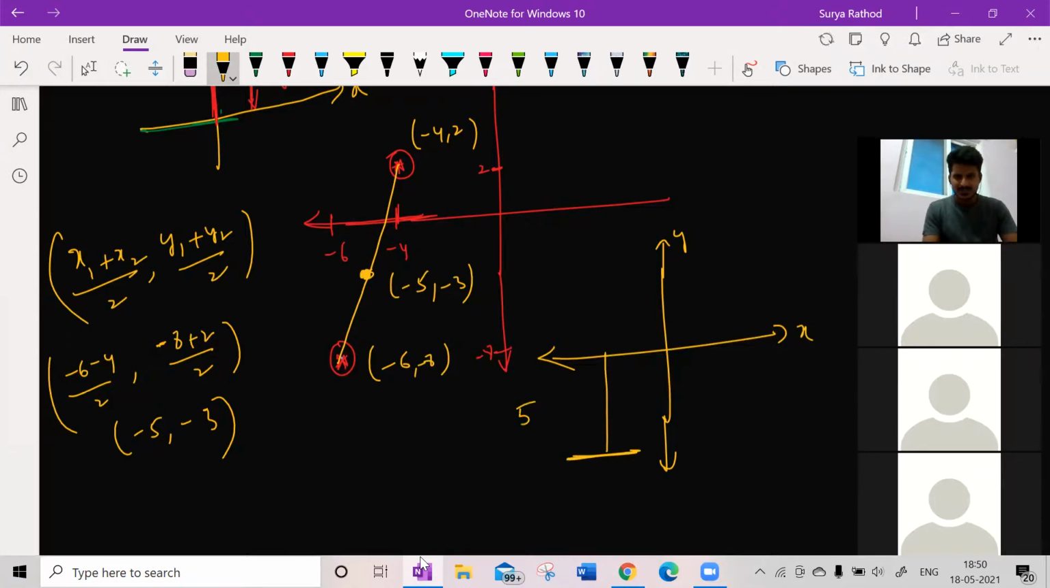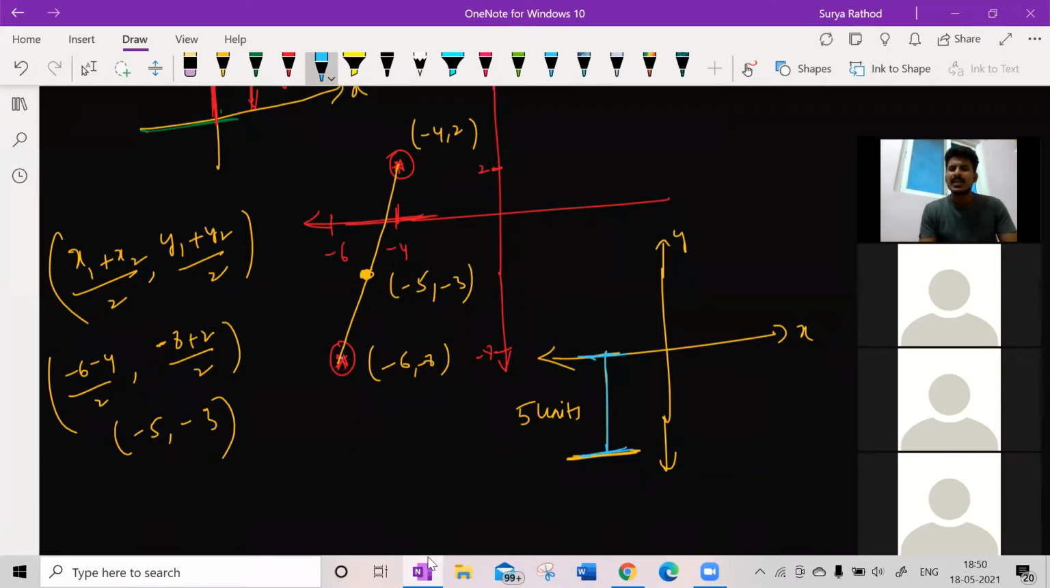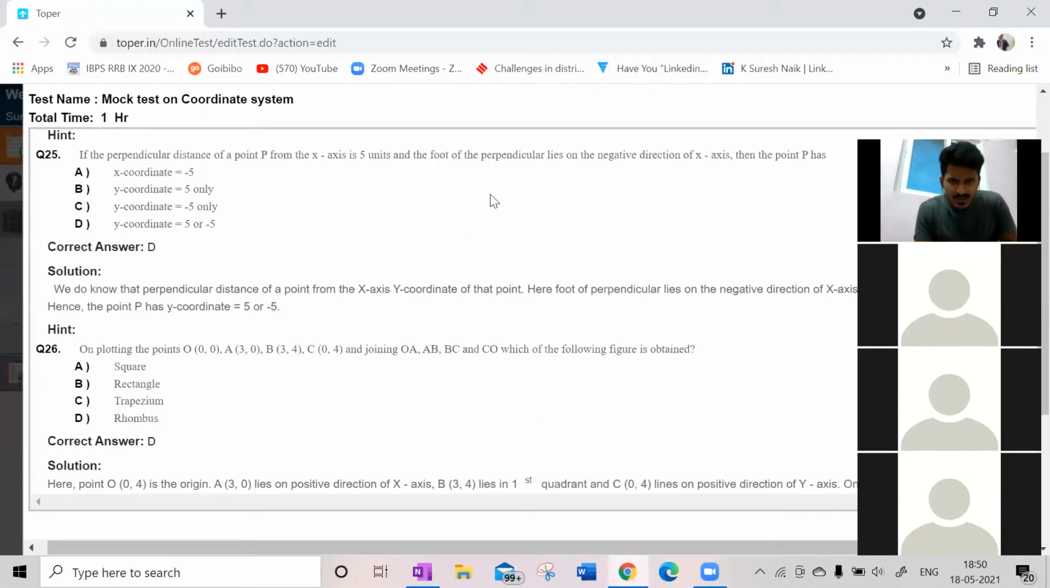It is 5 units. So what is this distance going to be? It can be 5 units, both up and down, right? Then the point P has y coordinate 5 or minus 5, because it can be up and down. It could be plus 5 or minus 5. Getting my point?